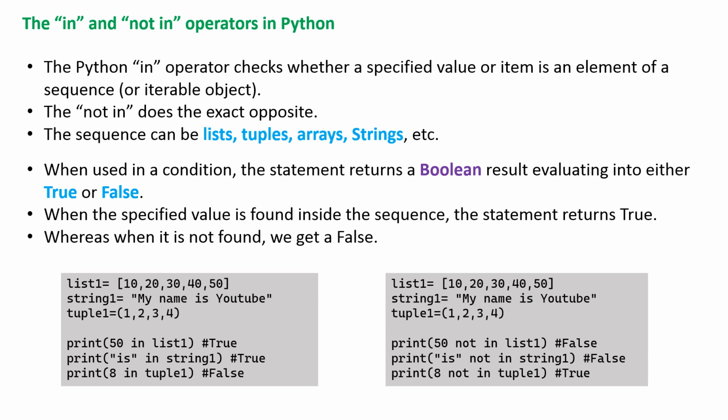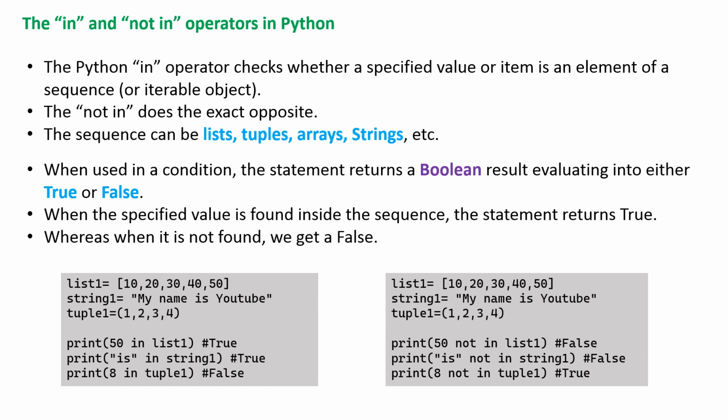So here I have given some examples which we will be looking at in the demonstration. Now list 1 contains 10, 20, 30, 40 and 50. If I use the in operator to check for 50, it will give me true. Now if I use the not in operator to check for 50, it will give me false, because the in operator checks for the presence of 50 and it is true, and the not in operator checks for the absence of 50, which is false because it is present.